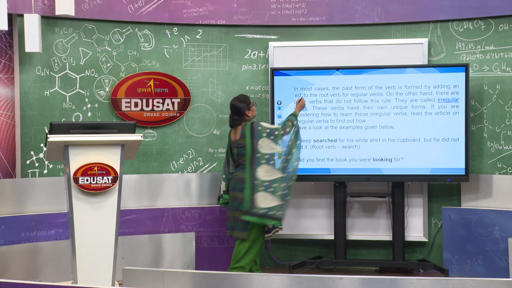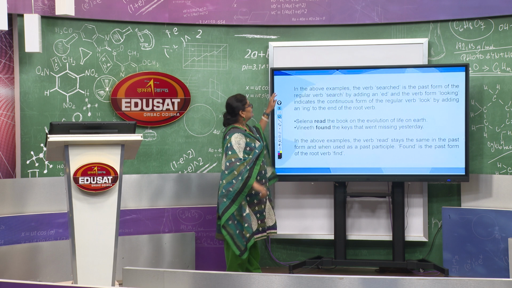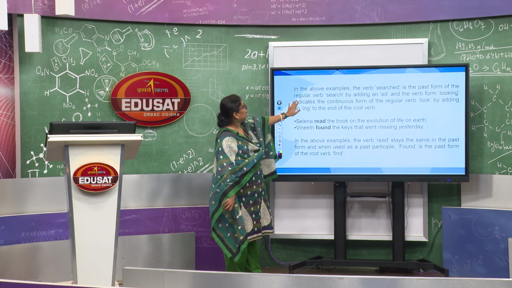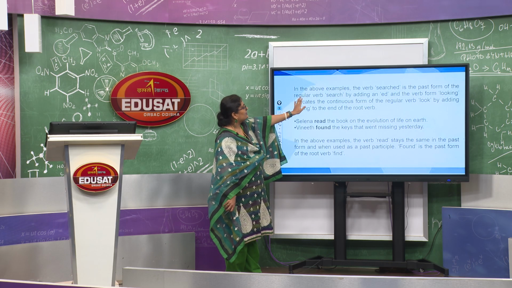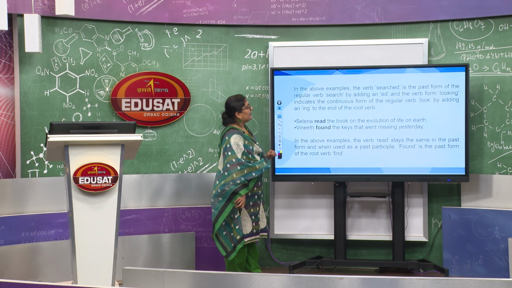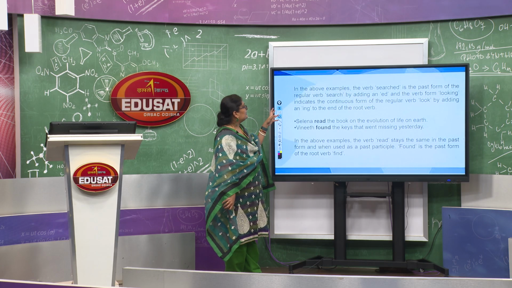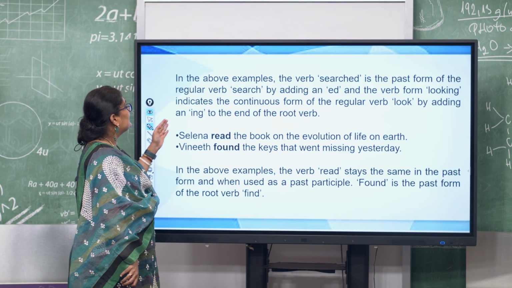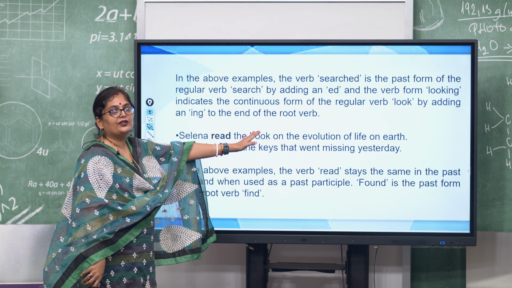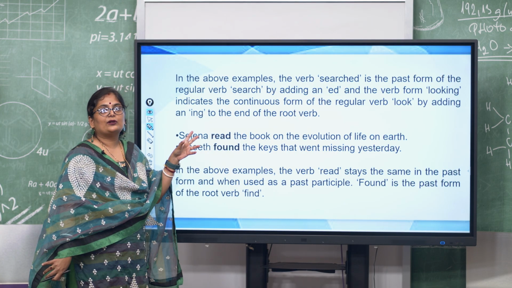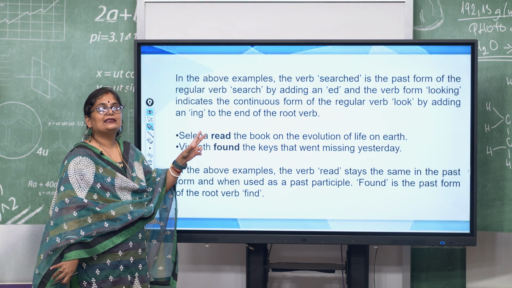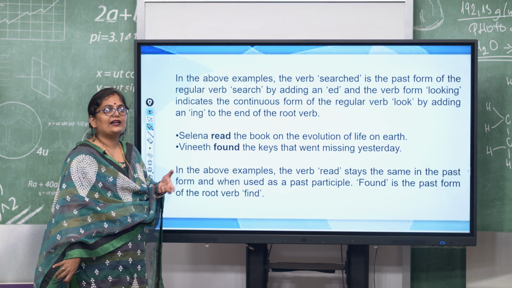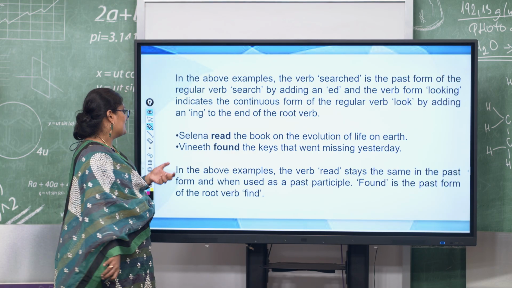Now, children, moving on to the next slide, we have in the examples, the verb searched is the past form of the regular verb search, formed by adding ed. The verb looking indicates a continuous form of the regular verb look by adding ing to the end of the root verb. So, first you have to identify the root verb and then the addition of words which will help you to identify the irregular verb in question.